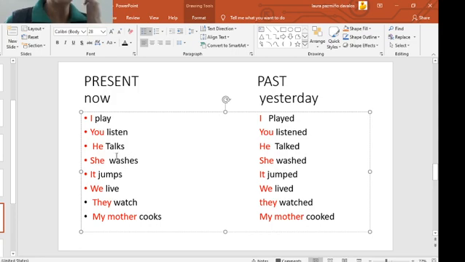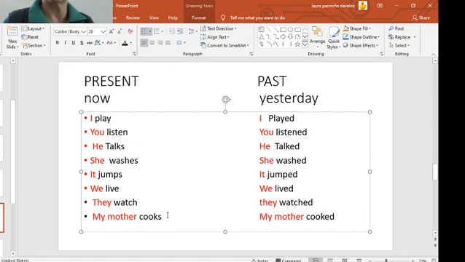He talks now. She washes now. It jumps now. We live now. We live in an apartment or we live in a house. And we live in Tumbaco, we live in Quito, we live in Ayo, or we live in Cumbaya. They watch now. You watch me. You watch your computer. My mother cooks.